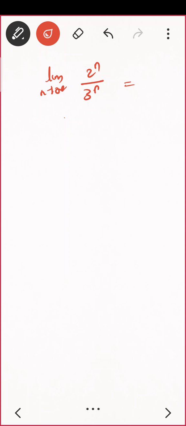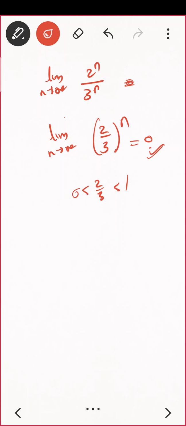Perfect, very nice. And how will you do that? How will you write it? Just you need to write 2 by 3 raised to n, correct? And you already know that 2 by 3 is between 0 and 1. So what is the answer? This is going to 0, correct? Nice. This was the trick. Good.